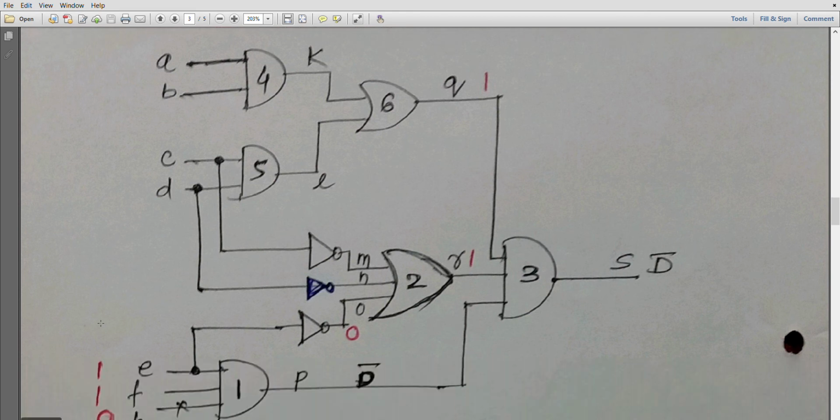Now you can say here that E has to be 1. This is clear. So if E has to be 1, then O has to be 0. So forget about E and O. Now concentrate on M, N and this C and D. C is connected to M and D is connected to N. So if any of the inputs M or N is equal to 1, R will be equal to 1. This idea is clear.